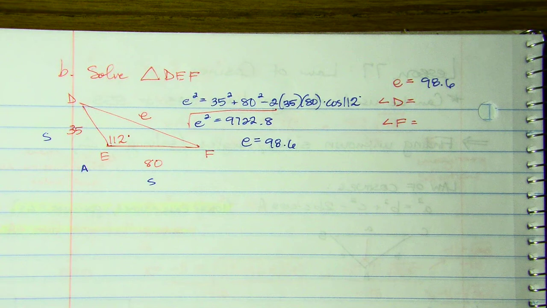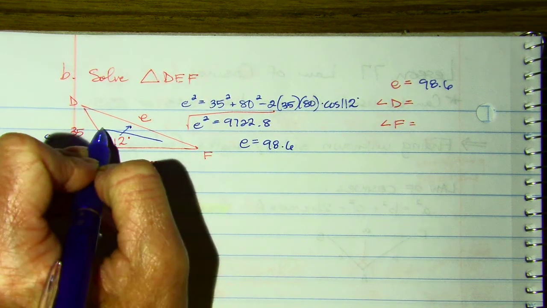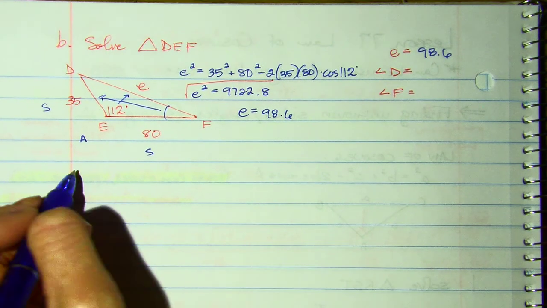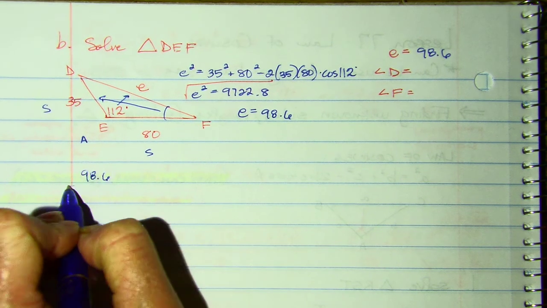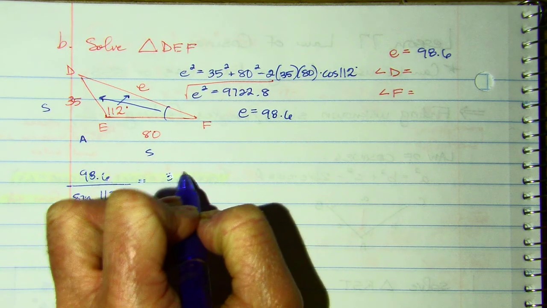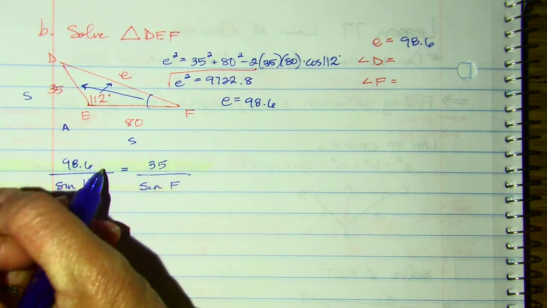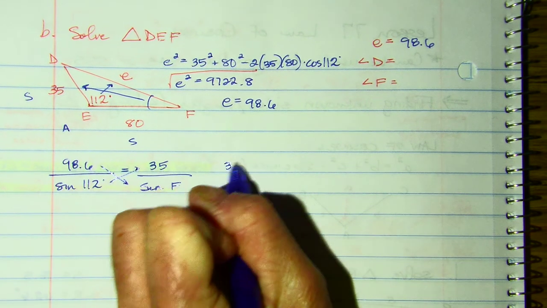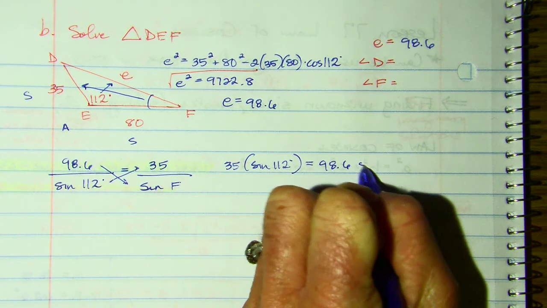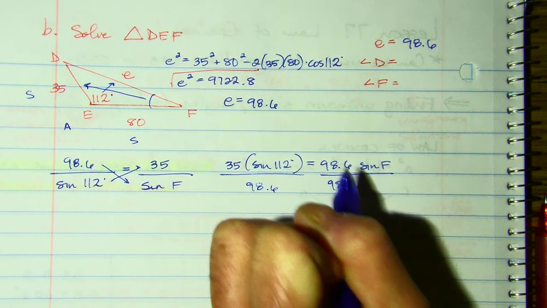Now that I've solved for E, I'm going to use the law of sines because I now know what E is. So now I have two pairs. I'm going to start with F. So 98.6 over the sine of 112 degrees is proportional to 35 over the sine of F. And then from there, we would cross multiply. So 35 times the sine of 112 equals 98.6 times the sine of F. And we'd have to divide by 98.6 in order to get F all by itself.